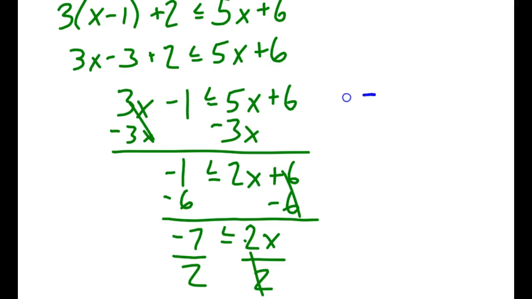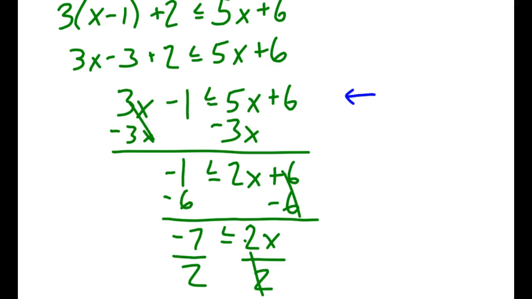If we go back and look at this step where we had 3x minus 1 less than or equal to 5x plus 6, just like any type of equation or inequality, there's many different ways you could solve this. There's not necessarily one right step. So you could have subtracted 5x to the other side of the equation.